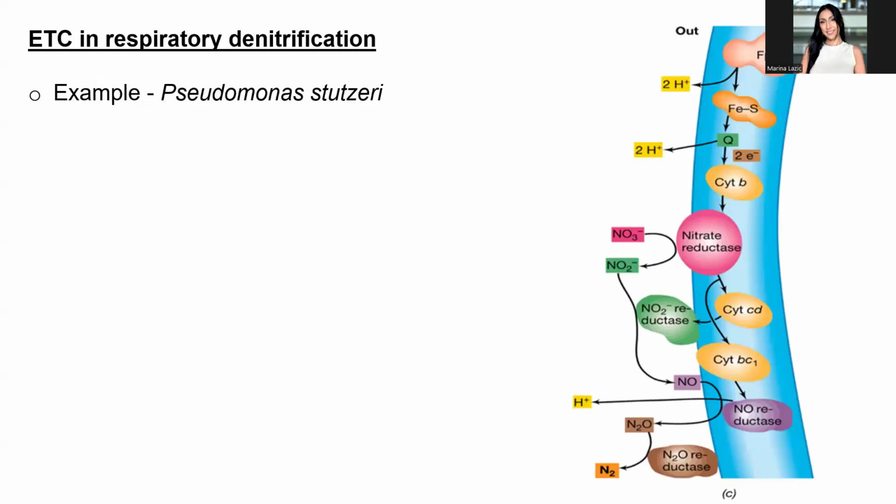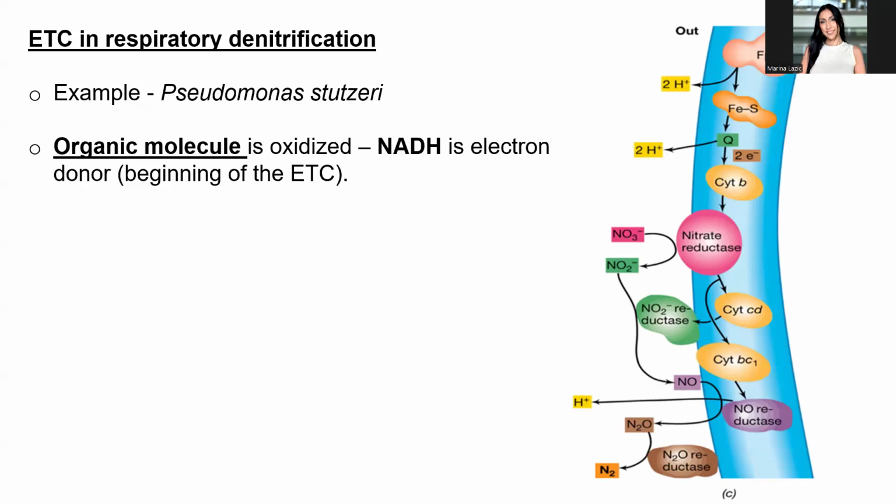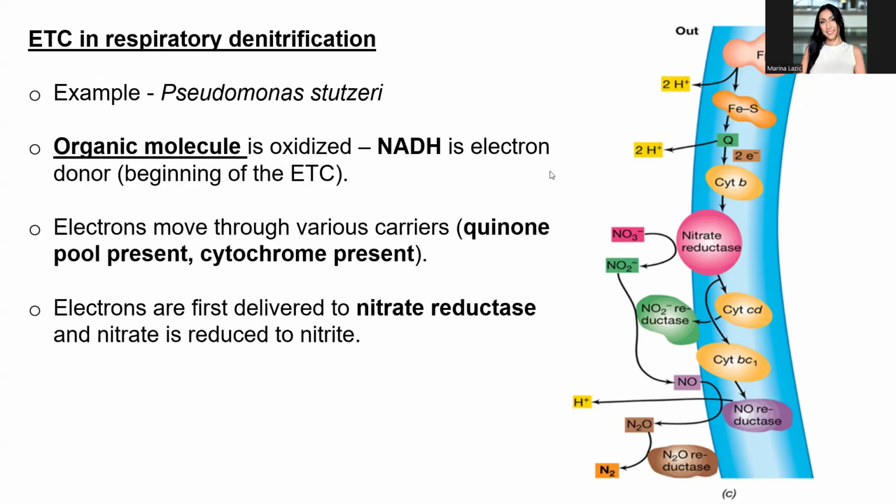The example of respiratory denitrification is Pseudomonas. You don't have to know the name of the organism. I really don't care about that. The electron donor here is an organic molecule, and it's oxidized. In addition to the organic molecule, which is usually the carbon source and contributes to electron donation, there is NADH involved. This is a typical electron transport chain, the beginning of the electron transport chain. Nothing is really too specific here.